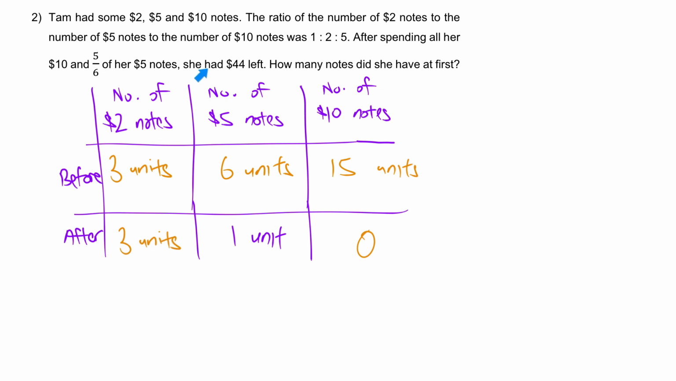After that, at the end, she had $44 left. This is worth $44. Given that we know the ratio, for every 3 $2 notes, we have 1 $5 note. Isn't that the ratio? 3 is to 1, which means for every 3 $2 notes, we have 1 $5 note. Which means we can group this into one set.